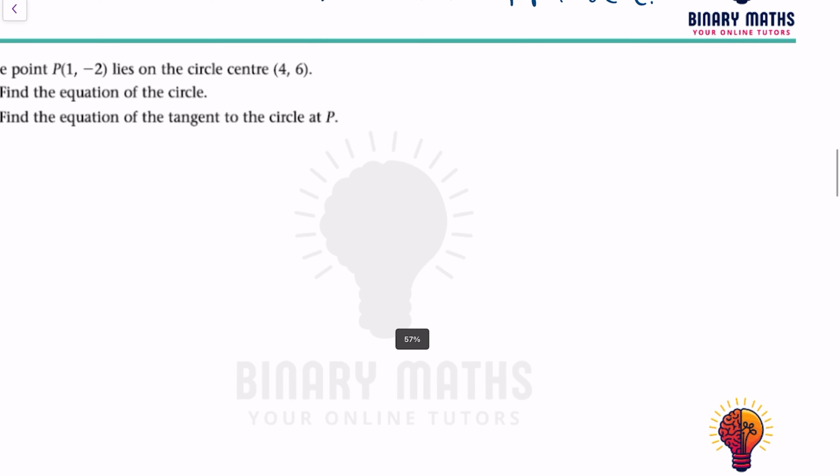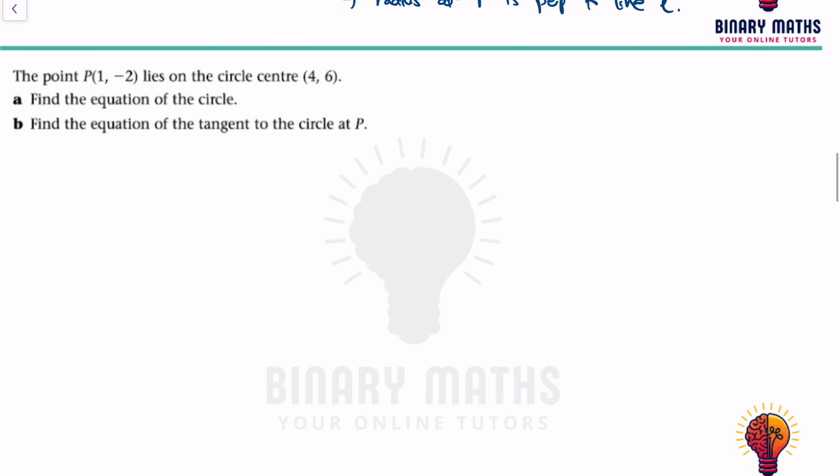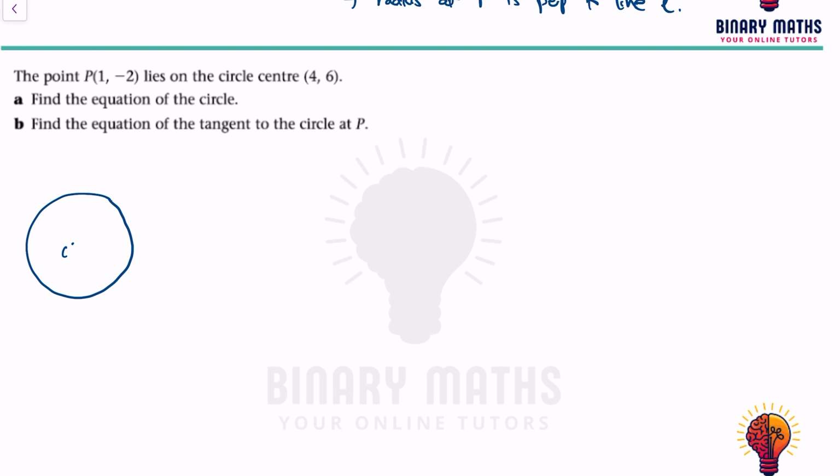Okay, next example. The point P (1, -2) lies on the circle with center (4, 6). So if I have a circle with center (4, 6), and the point P, which is (1, -2), lies on it, find the equation of the circle. The first thing I know is the equation is of the form (x minus 4) squared plus (y minus 6) squared is equal to r squared.